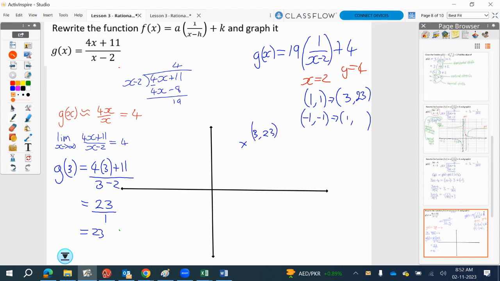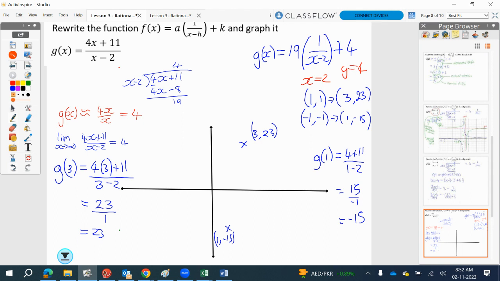What about the other one? What is g of 1? G of 1 is going to be 4 plus 11 over 1 minus 2. 4 plus 11 is 15. 1 minus 2 is negative 1, so negative 15. So our second point is going to be down here at 1, negative 15.